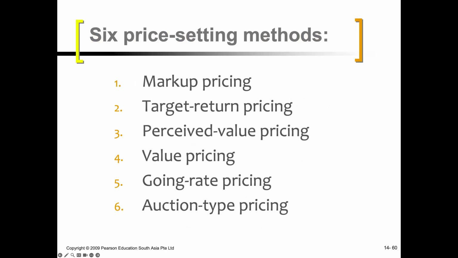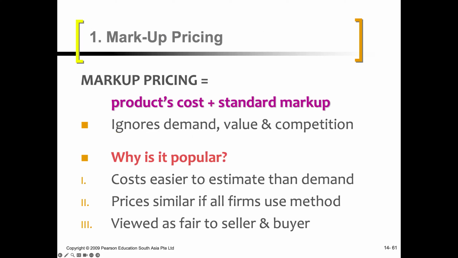So there are 6 price setting methods: markup pricing, target return, perceived value, value pricing, going rate, and auction type. You calculate markup pricing by combining the product's cost with the standard markup. And remember to ignore the demand, value, and competition.